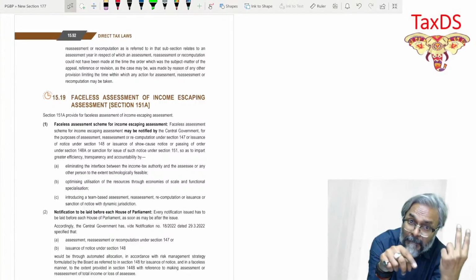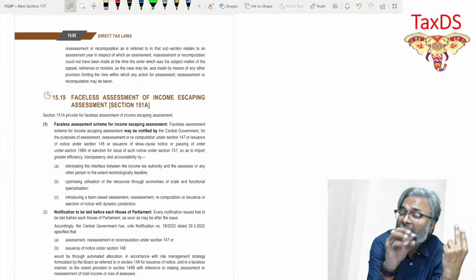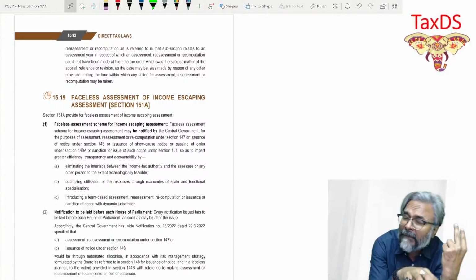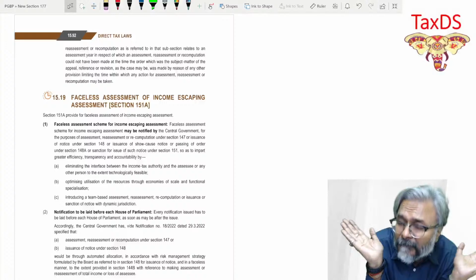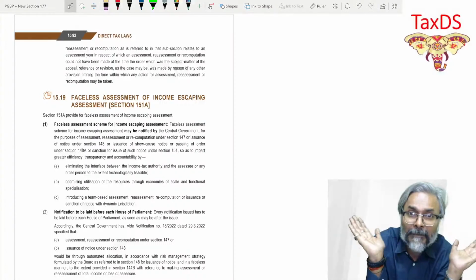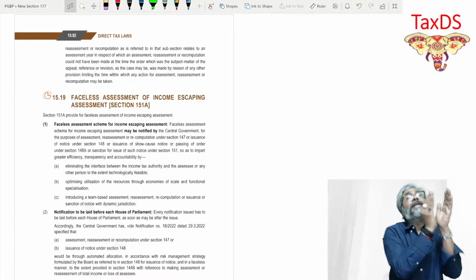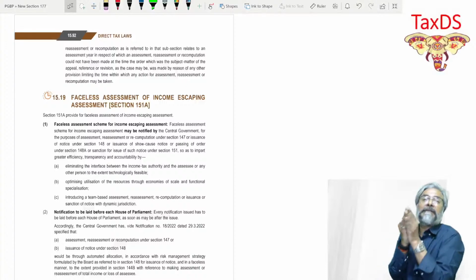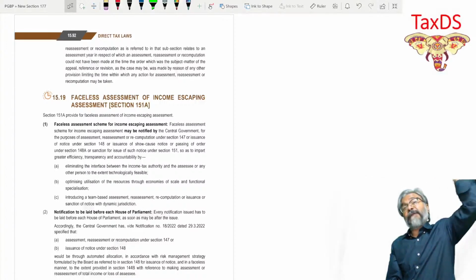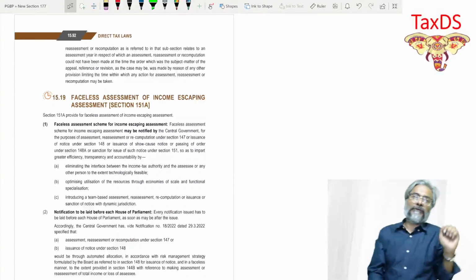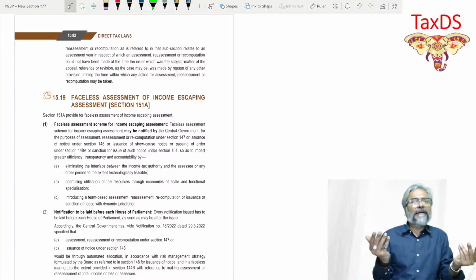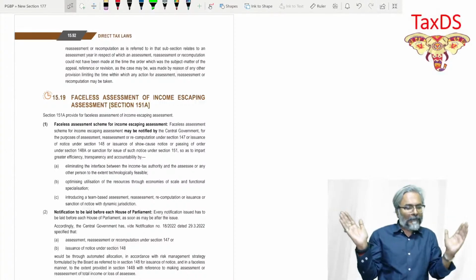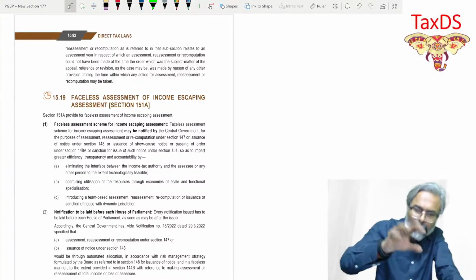And the second amendment, students, what is the second amendment? The second amendment under 147 has to do with the time limit. The time limit now has been reduced in 147, which was earlier 10 years. What is the revised time limit for the purpose of assessment under 147? That we are going to see in the provision itself.